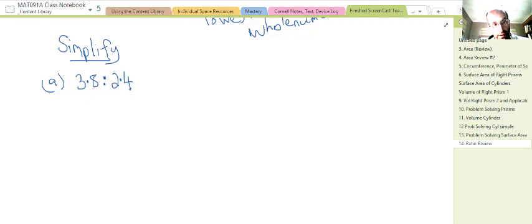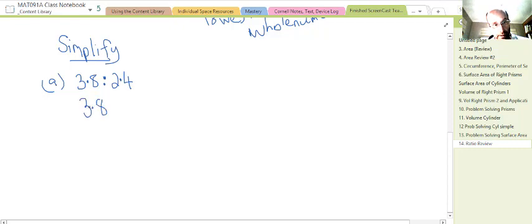The easiest way in this case, when we have one decimal place, is multiply both sides of the ratio. 3.8, if we multiply that by 10, we get 38. So we can write that as 38 is to, again, 2.4, one decimal place. If we multiply that by 10, we get 24. We now have 38 is to 24.